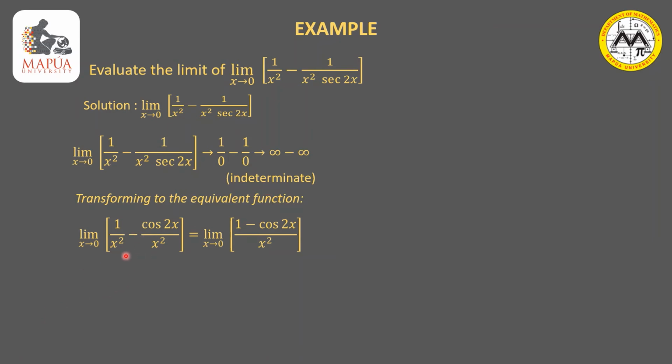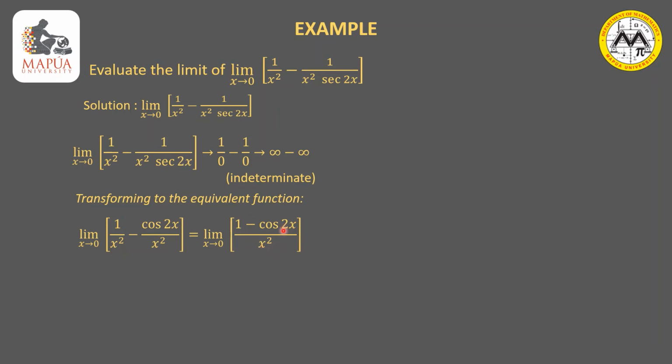Working now with the given expression, the first thing we do is apply a trigonometric identity to secant of 2x, and 1 divided by secant of 2x is just equal to cosine of 2x. So the second term is transformed into this ratio. The next step is to combine these two terms into a single fraction. Since we have similar fractions, we simply have in the numerator the difference 1 minus cosine of 2x divided by the common denominator of x squared.